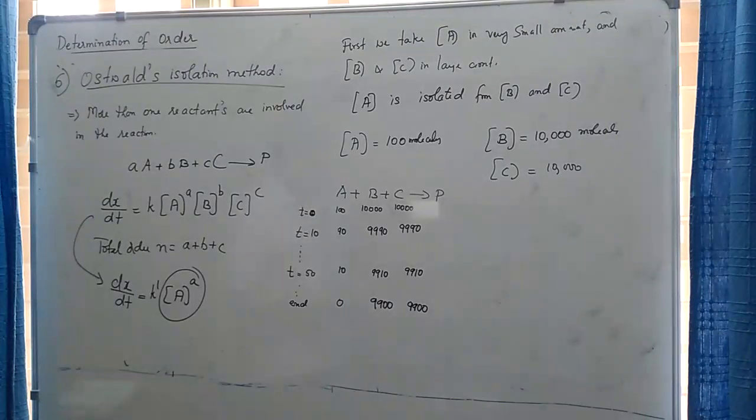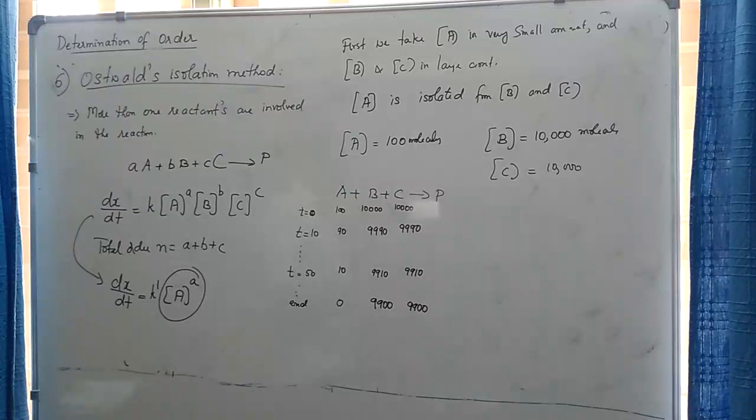We can now use any one of the previous methods. I can use the differential method, I can use the van't Hoff differential method, I can use the integration method, the half-life method, or the graphical method to establish what is the order of the reaction with respect to A. Why? Because B and C are not interfering in the reaction, because there is no appreciable change in their concentration. Why is there no appreciable change in their concentration? Because we have taken them in very large excess. So their concentration remains almost constant throughout the reaction.